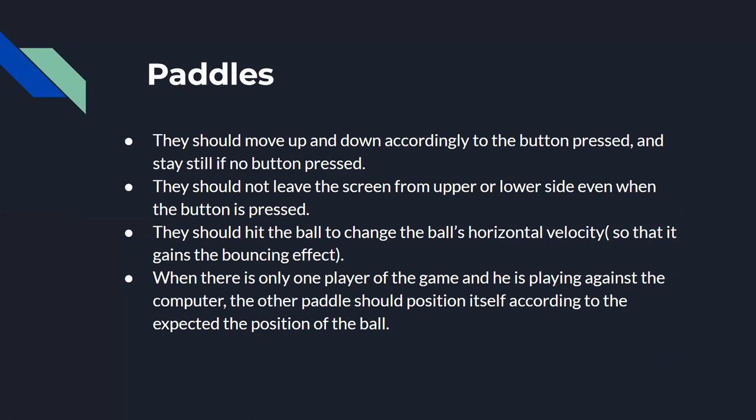So yeah, what we need to do. The paddles should move up and down according to the button pressed and stay still if no button is pressed. They should not leave the screen from the upper or lower side even when the button is pressed. So we'll see when we code it, there will be colliders. They should hit the ball to change the ball's horizontal velocity so that it gains the bouncing effect. So when the ball hits the paddles, it should reverse its horizontal component. When there is only one player and he is playing against the computer, the paddle should position itself according to the expected position of the ball.